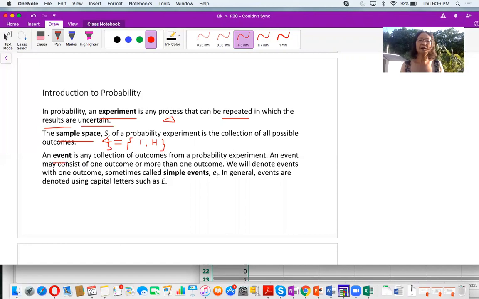An event is any collection of outcomes from a probability experiment. An event may consist of one outcome or more than one outcome. We will denote events with one outcome, sometimes called a simple event, e_i. In general, events are denoted using capital letters such as capital E.